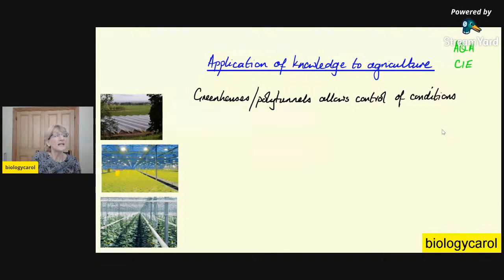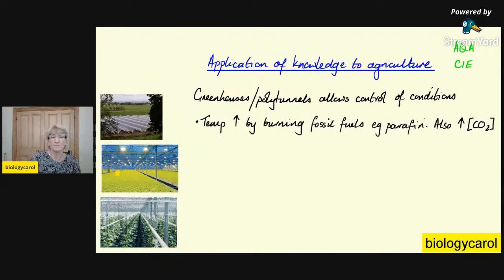Now, hopefully it makes sense that the only time that we can control the concentration of carbon dioxide, the temperature, and the light intensity is if we enclose our plants. We can't control those things when they're out in the fields. And therefore, it's the use of greenhouses and polytunnels which allow us to control the conditions.